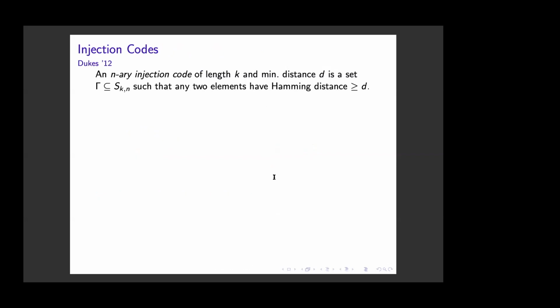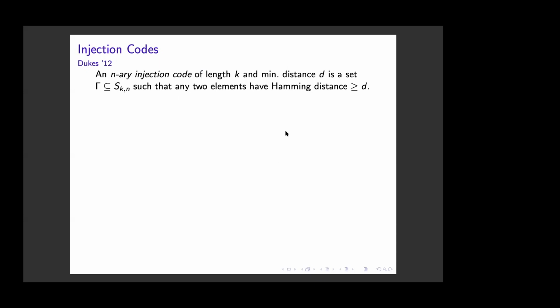Okay, so I'll briefly talk about the applications of our work. We applied it to injection codes. These were defined by Peter Dukes in 2012. An injection code of length K and minimum distance D is a set gamma such that if I look at any two elements, any two injections, I have Hamming distance greater than or equal to D.